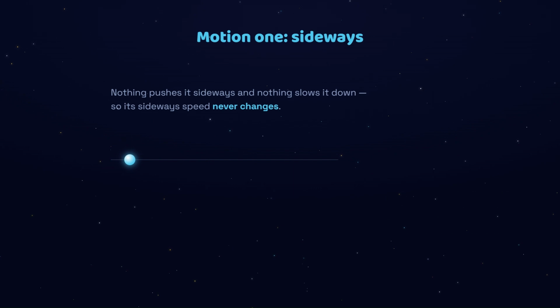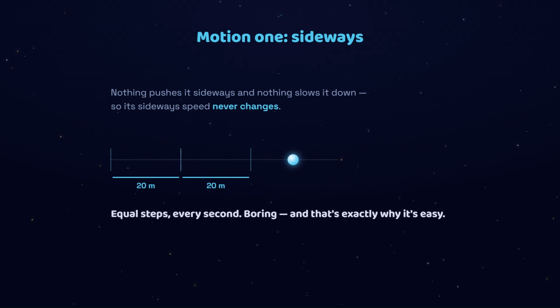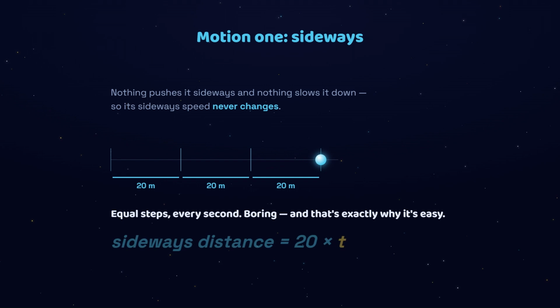Let's look at the sideways motion first. Nothing pushes it forward, and nothing slows it down. So its horizontal speed stays constant. 20 meters in the first second. Another 20 in the next. Another 20 after that. Equal distances in equal times. Simple, and that's exactly what makes it easy to understand.